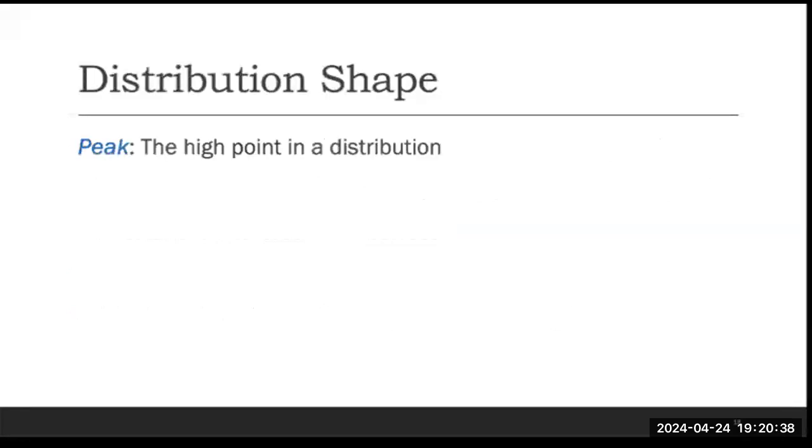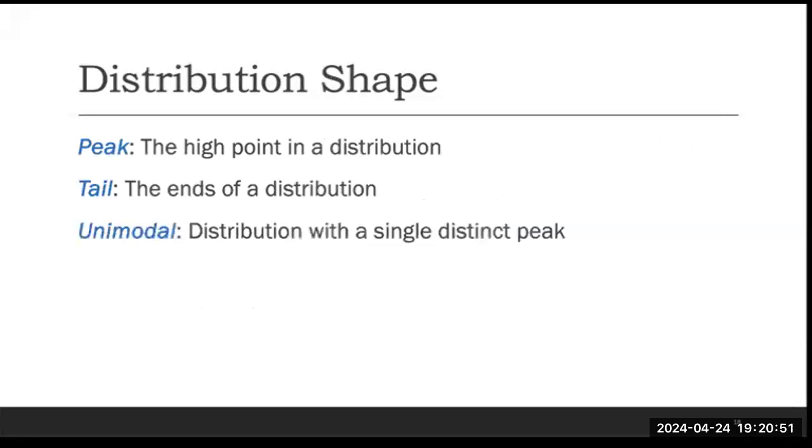When we look at histograms, we look at the shape of the graph. A peak is the high point in the distribution. Tails are the ends of the distribution, at the extreme ends.